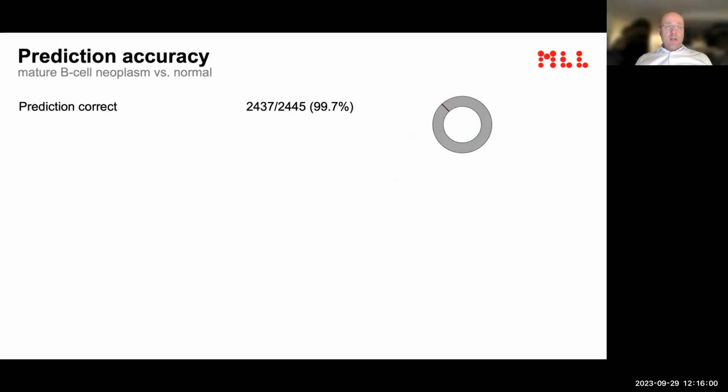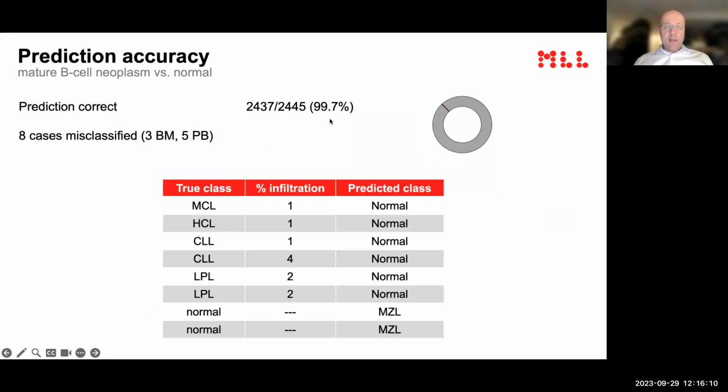And when we just try to predict presence of lymphoma or not, the accuracy has been 99.7%. And as we see here, as we referred to earlier, the true class has been predicted as negative, and the majority of cases have a very low degree of infiltration. So for sure, an issue of sensitivity of this method.